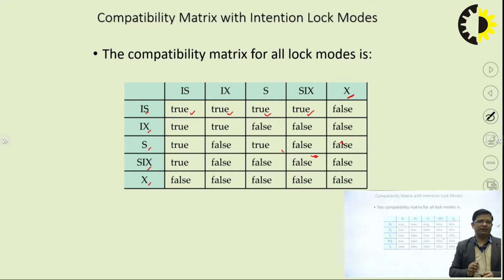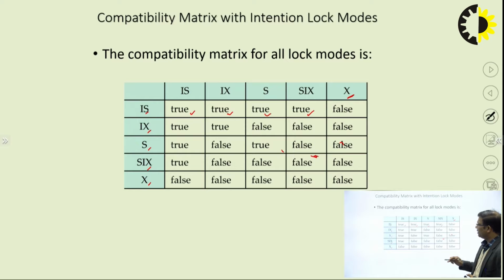It cannot be done. Once an intention shared lock has been applied to an item, then an exclusive lock cannot be applied, because an exclusive lock is a write operation. Intention shared means we have to read the value. So we can apply intention exclusive, shared, intention shared, shared intention exclusive, but not exclusive.